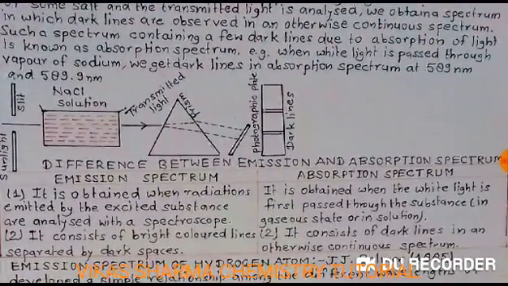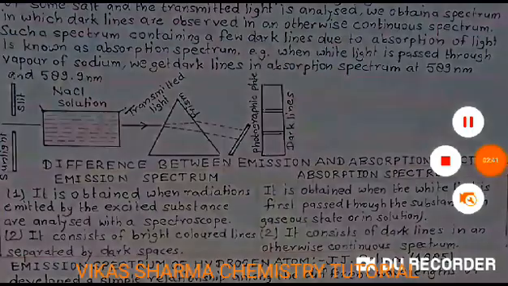Student, difference between emission and absorption spectrum. Emission spectrum is obtained when radiations are emitted by the excited substance. Absorption spectrum is obtained when white light is first passed through the substance in gaseous state or in solution. Second, emission spectrum consists of bright colored lines separated by dark spaces. Absorption spectrum consists of dark lines in an otherwise continuous spectrum.